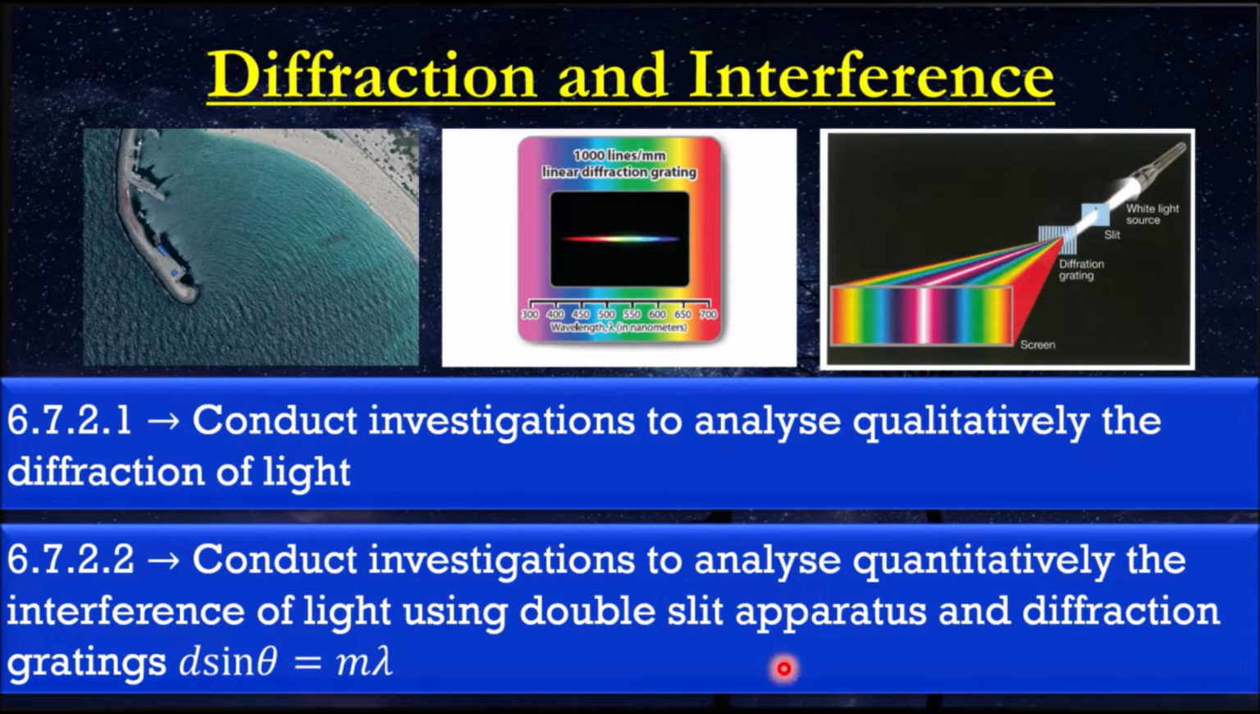In today's lesson, we're going to be looking at the qualitative analysis of the diffraction of light. We're going to use diffraction gratings, using the following formula, to predict the distance of the interference patterns and also predict how far they are based on the wavelength of light we use.